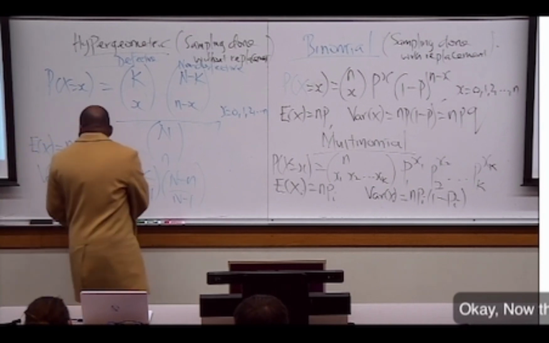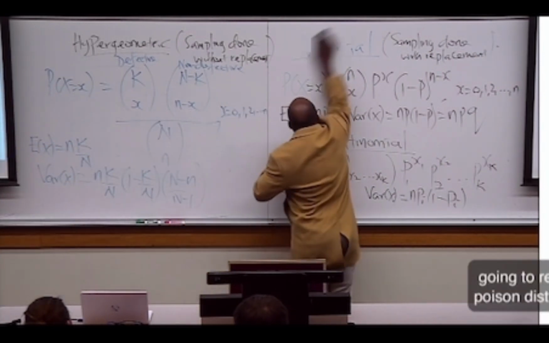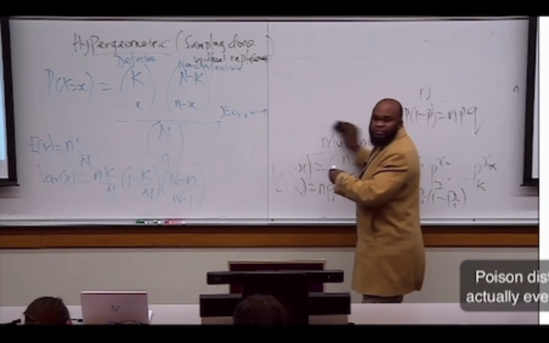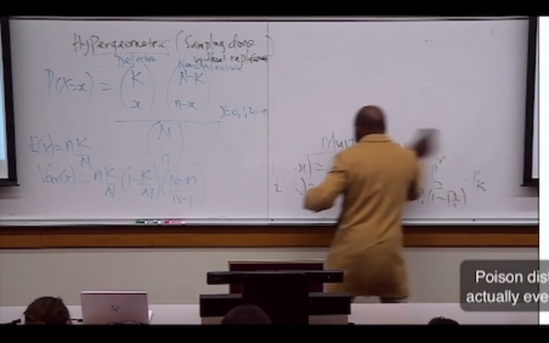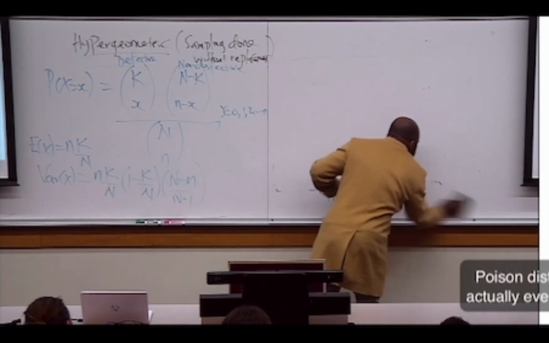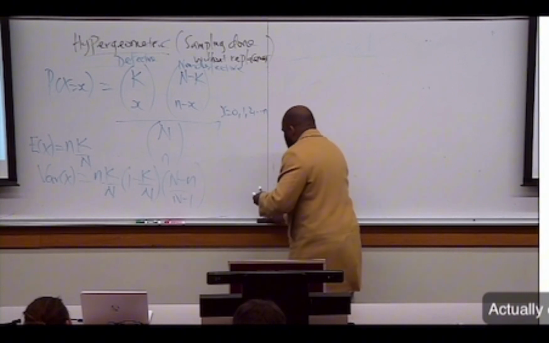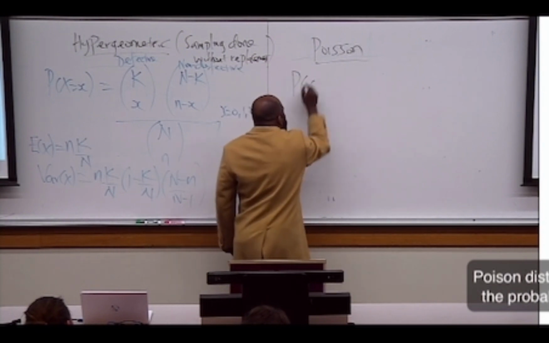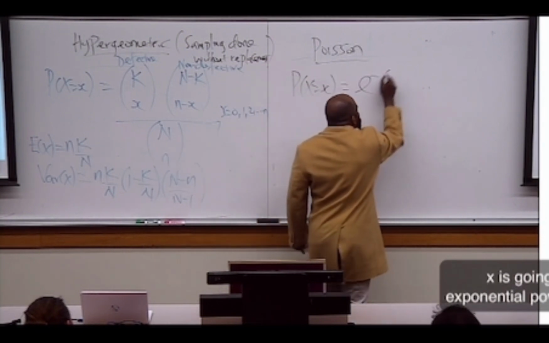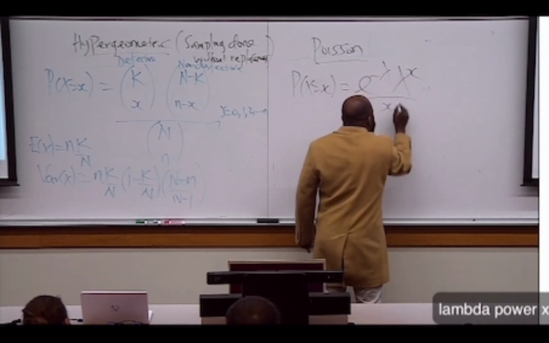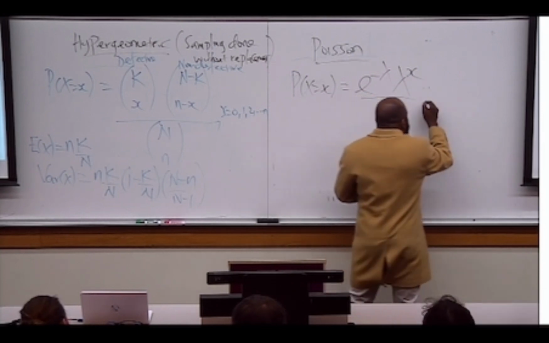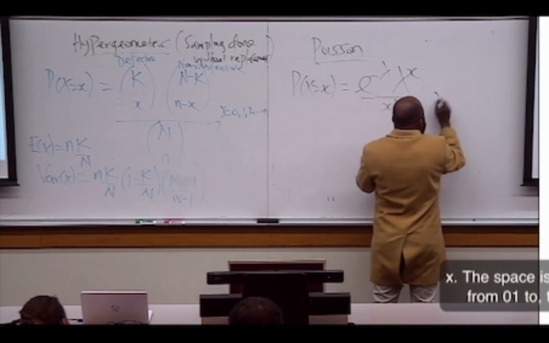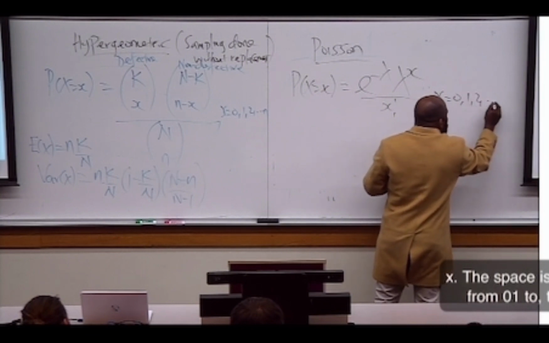Now, the next one that I'm going to review is the Poisson distribution. And of course, I told you the other time, the Poisson distribution models real events. The probability of x is going to be e raised to power negative lambda, lambda raised to power x over x factorial. And of course, the state space is going to be from 0, 1, 2 to infinity.